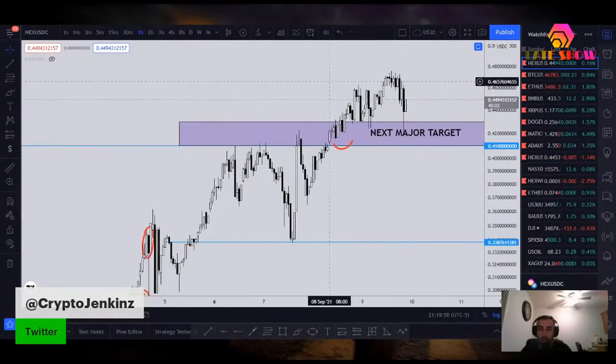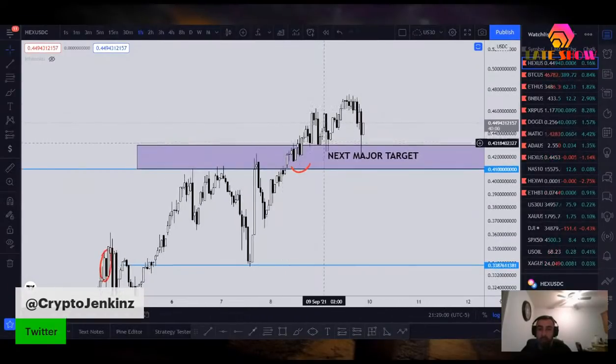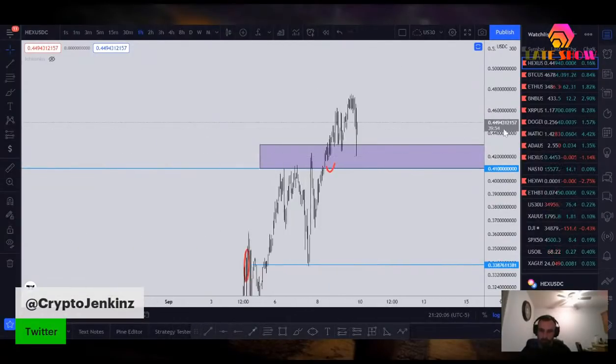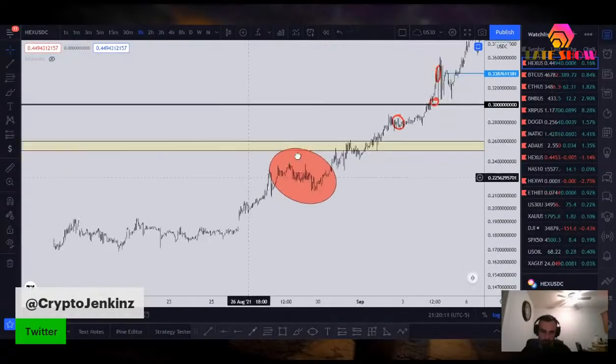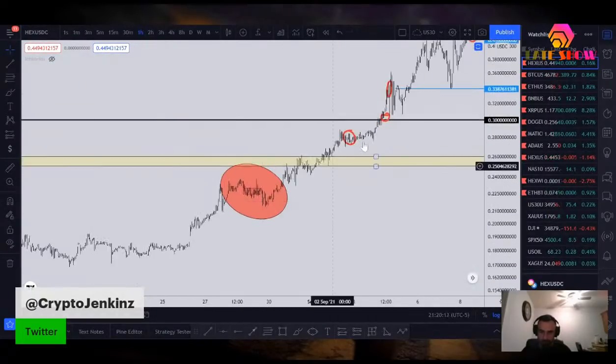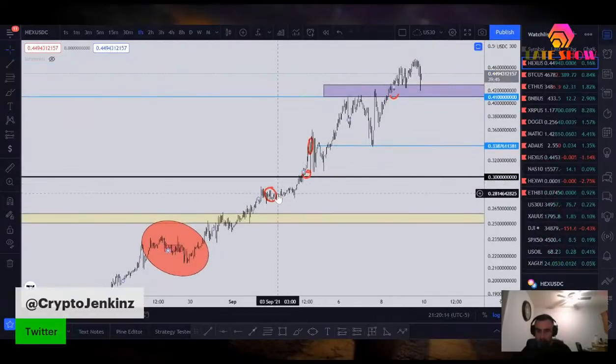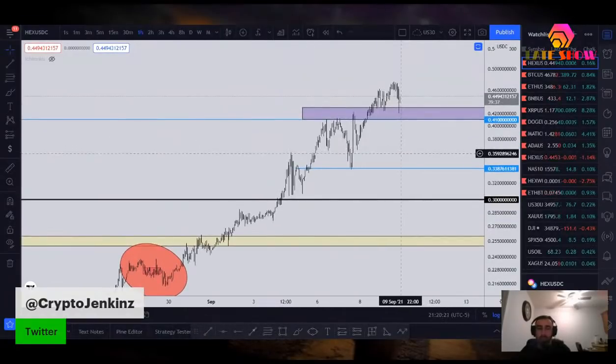So in this current moment, if Hex maintains this 43 cent range, if we can hold this purple range, it's not the next major target anymore. Now this purple range is just our new box. You know how we had this old box here? We always have these boxes of previous support and resistance lines. Let me delete some of these drawings. If Hex can keep this purple box as a support line, this price is going to move up fast and very soon.